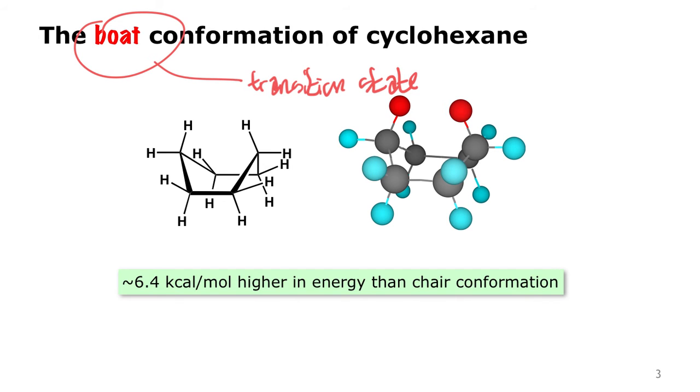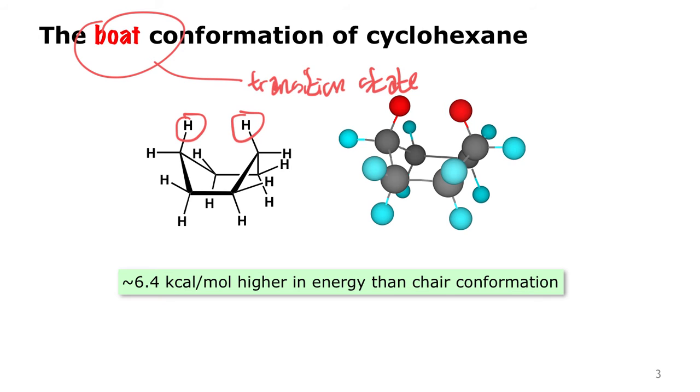If we look at the ball and stick model over here, particularly along the sides, we have eclipsing bonds. For instance, this carbon-hydrogen bond and this carbon-hydrogen bond, these are eclipsed. We also have a problem in that these hydrogens here are depicted in red. These are known as the flagpole hydrogens, here and here, on the bow and the stern of a boat, if you will. They're very close together. And so this structure has a relatively high energy compared to the chair conformation. It's about 6.4 kilocalories per mole higher in energy. But as I said, it's not a stable structure, it's a transition state.